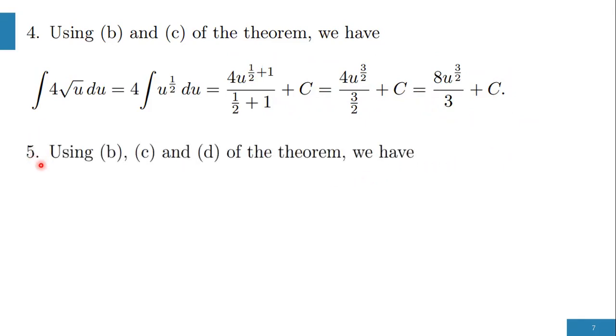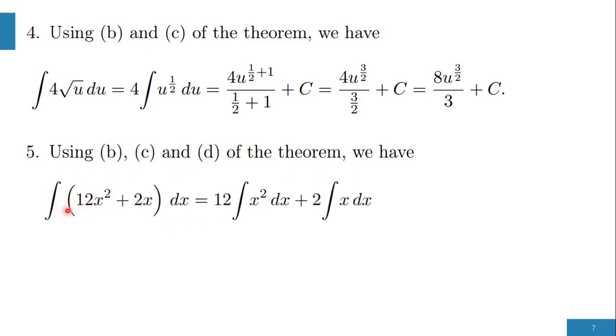Now let's have the fifth example. In this example, we are using the second, the third, and the fourth theorem. In our function, we have the integration of the quantity 12x squared plus 2x, dx. And that's equal to, we need to integrate each one of them separately. So we have 12 times the integration of x squared dx plus 2 times the integration of x dx.